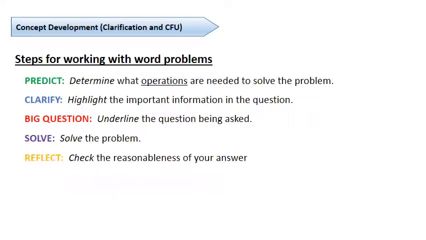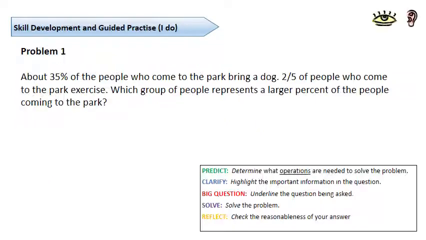Okay, word problems. You've seen this before. Predict, clarify, big questions, solve, reflect. Just have a quick pause here, have a quick read over them. Let's have a look at this first one here. Okay, if we look here, we've got about 35% of people who come to the park bring a dog. 2/5 of people who come to the park exercise. Which group of people represents a larger percent of the people coming to the park?